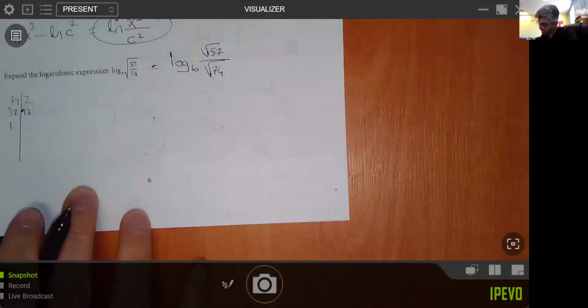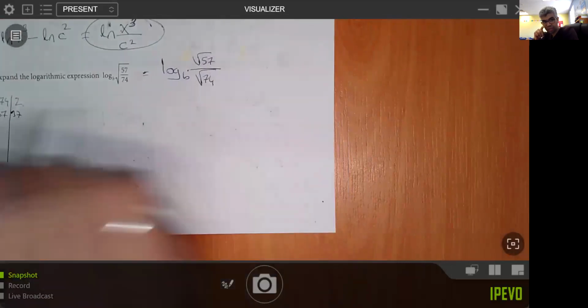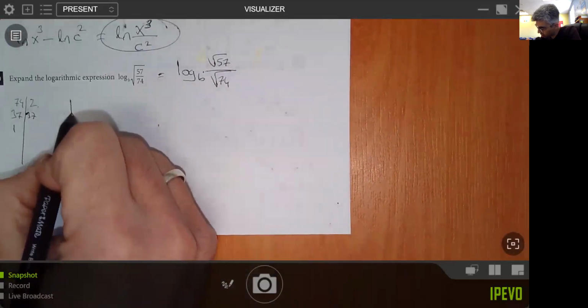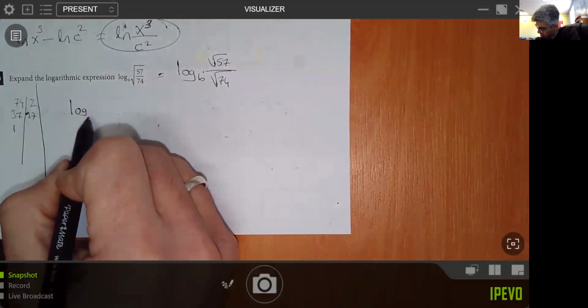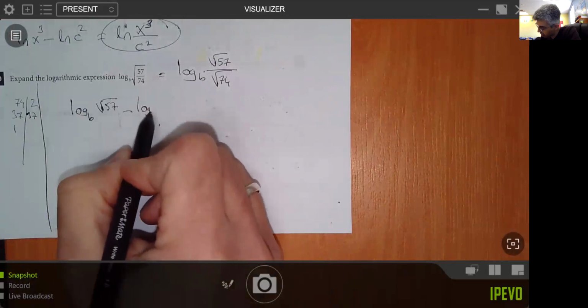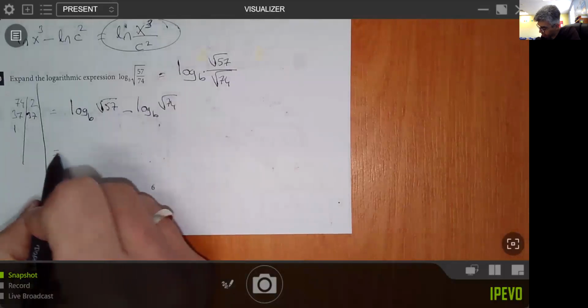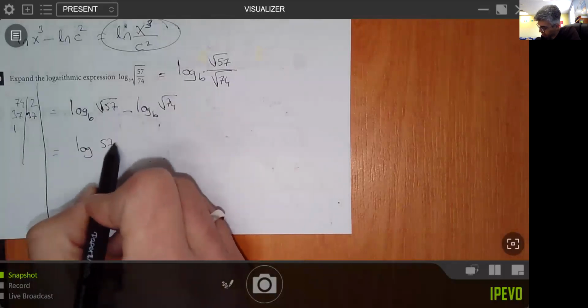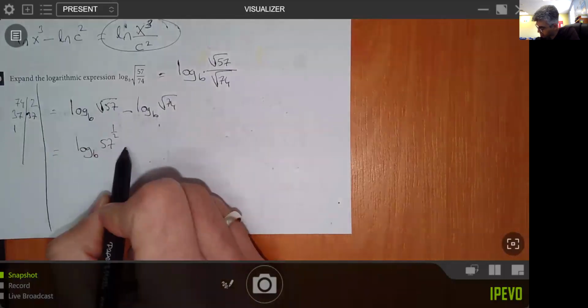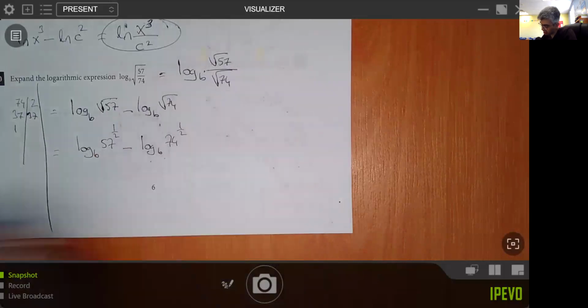Okay, so continue. Guys, do you see here the division? How can we write the division? Yes, we write the division as subtraction. So log base b of root 57 minus log base b of root 74. Okay, what can I write? Those square roots I can write as a power of 1/2, right? So I have 57 with the power 1/2 minus 74 to the power 1/2, base b.